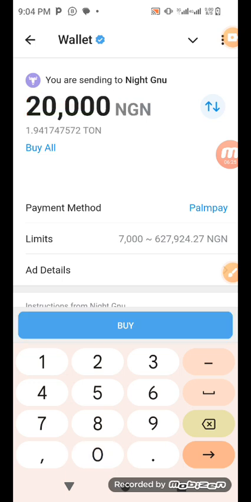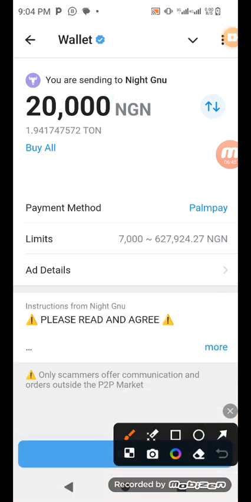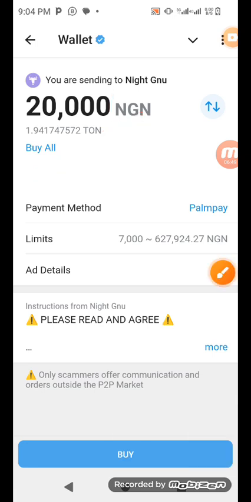Please, it's better you put your money in round numbers. Don't ever bring in something like 145 Naira or 143 Naira. Please put it in a rounded figure, something like this. So if I buy a ton of 20,000 Naira from this, I'll be getting 1.94 whatever tons. You can see that it's clearly written. So what do I need to do?